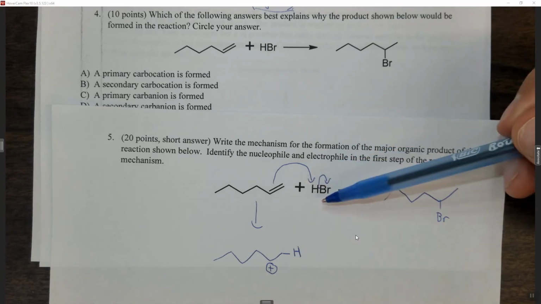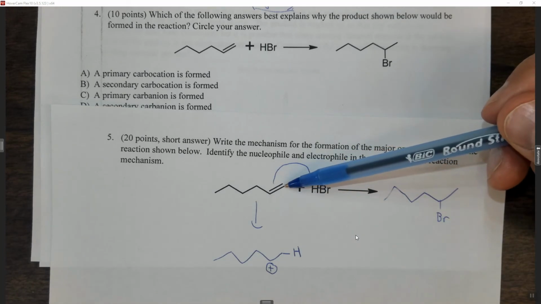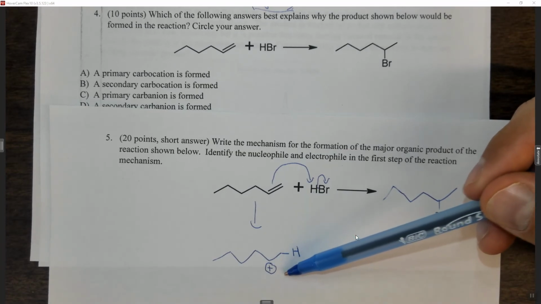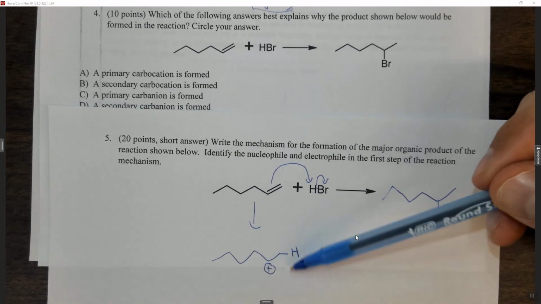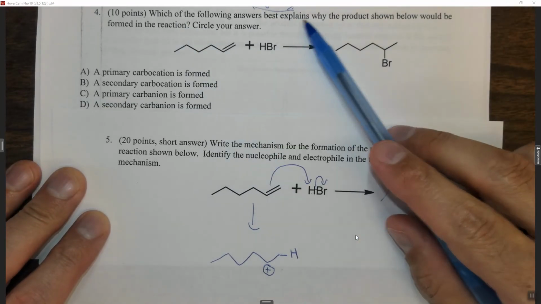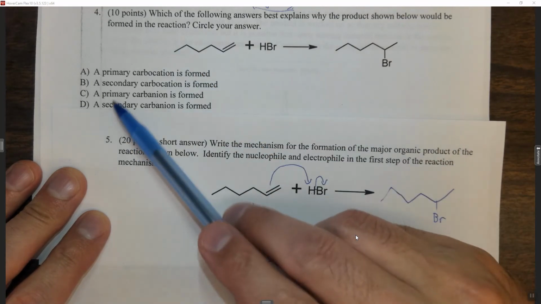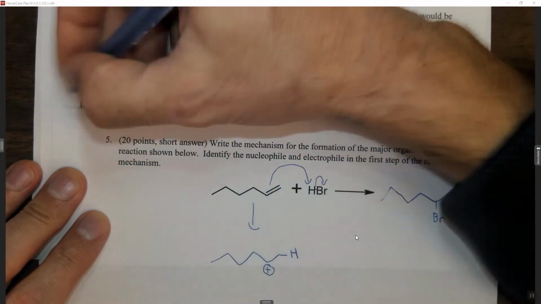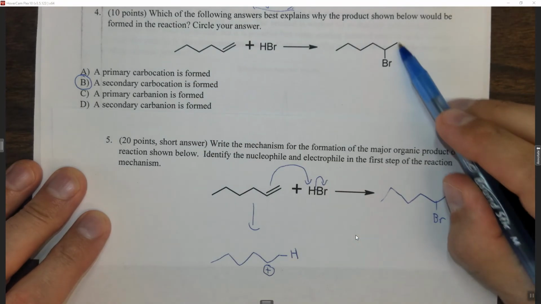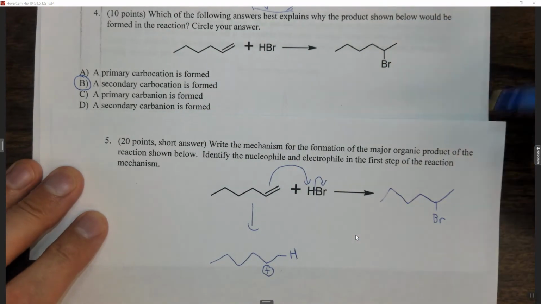The reason that the H by Markovnikov's rule goes to the less substituted side is because you're going to form the secondary carbocation, which is the more stable carbocation. This also answers question 4. It says which of the following answers best explains why the product shown below would be formed in the reaction. So the reason is a secondary carbocation is formed. If a primary carbocation was formed, the bromine would add over here. And then there is no carbanion, so these don't make any sense.